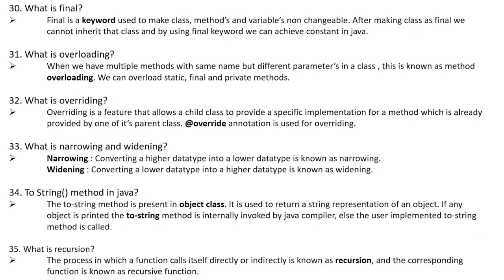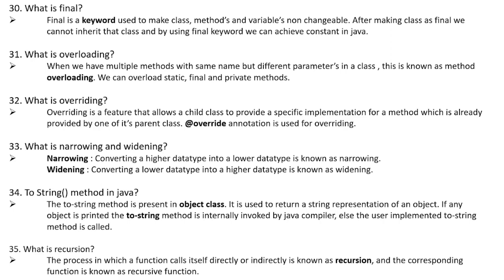30. What is final? Final is a keyword used to make classes, methods and variables non-changeable. After making a class final, we cannot inherit that class, and by using the final keyword we can achieve constants in Java.